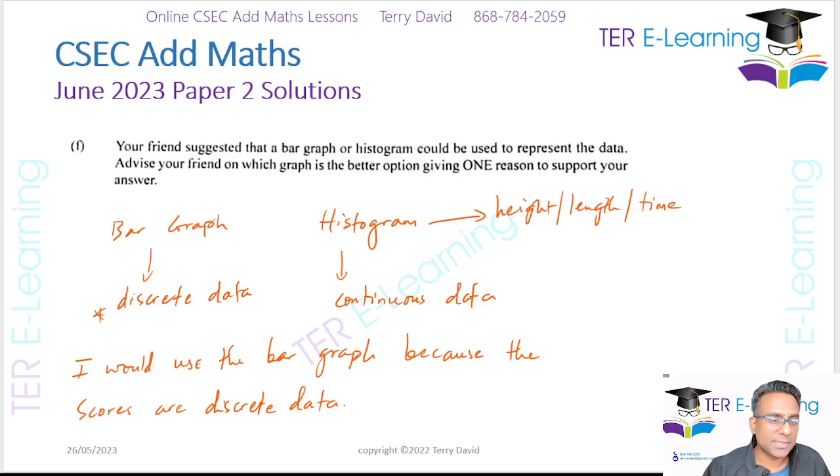All right, so that brings us to the end of June 2023. Overall, the paper was not that bad.